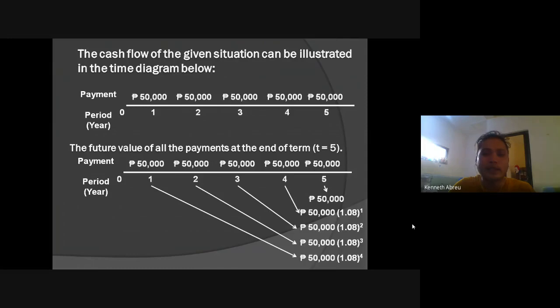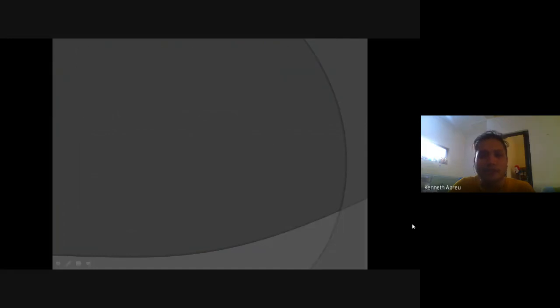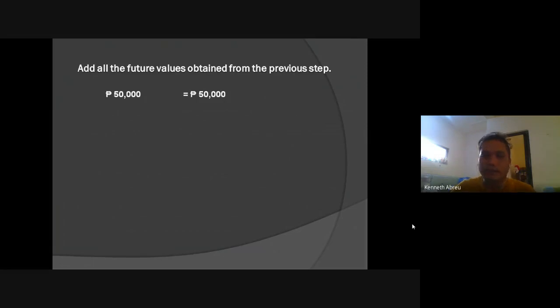Since the question in the given problem is the future value of all the payments at the end of the term, which is T equal to 5, we need to add all the future values obtained from the previous step. On the 5th year, we have 50,000 pesos. Then 50,000 pesos multiplied by 1.08 raised to the 1st power, after computation, we get 54,000 pesos. The third one, 50,000 pesos multiplied by 1.08 raised to the 2nd power, so we get 58,320 pesos.